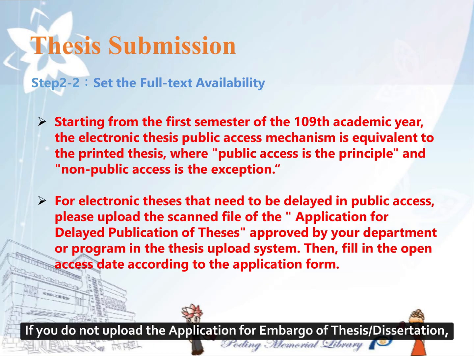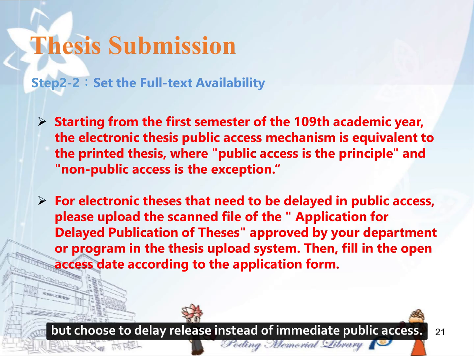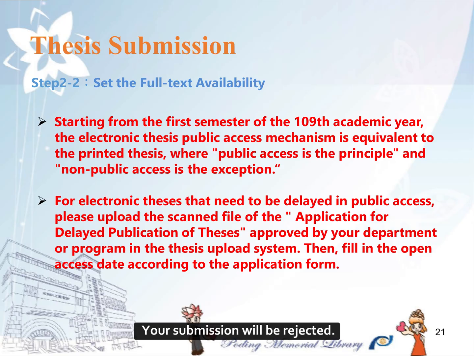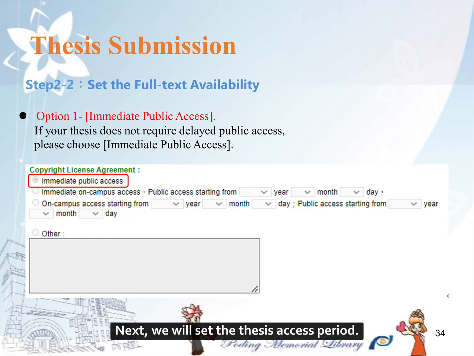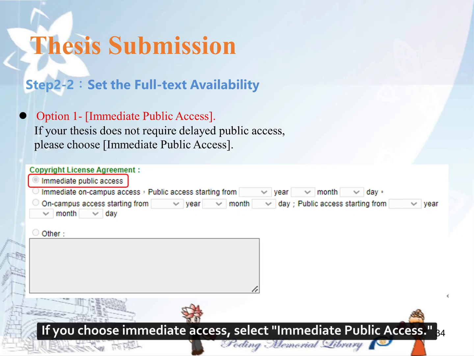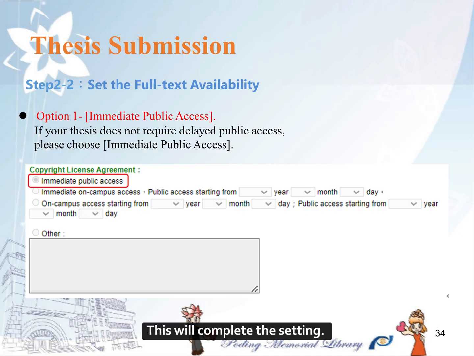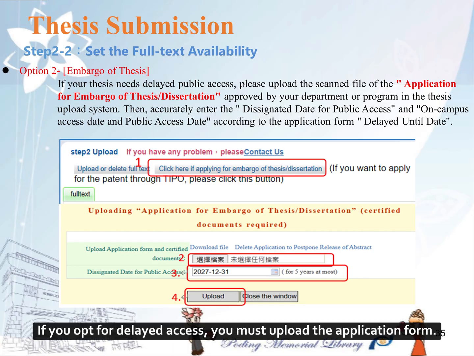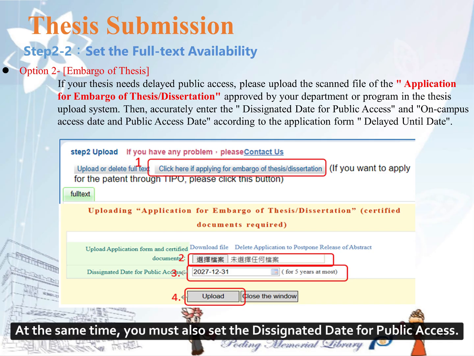If you do not upload the application for embargo of thesis or dissertation, but choose to delay release instead of immediate public access, your submission will be rejected. Next, we will set the thesis access period. If you choose immediate access, select immediate public access. This will complete the setting. If you opt for delayed access, you must upload the application form. At the same time, you must also set the designated date for public access.